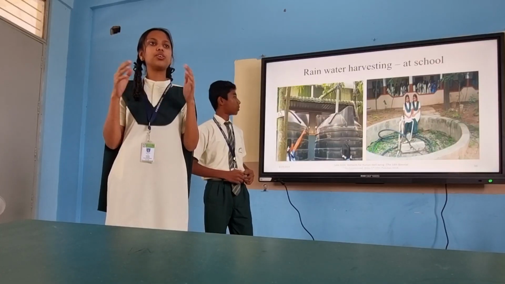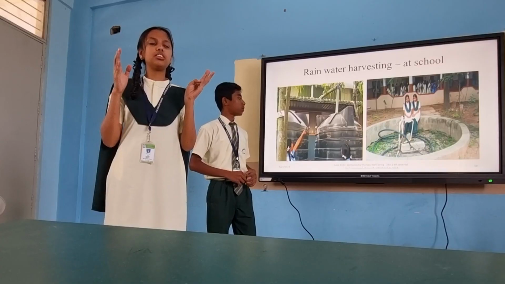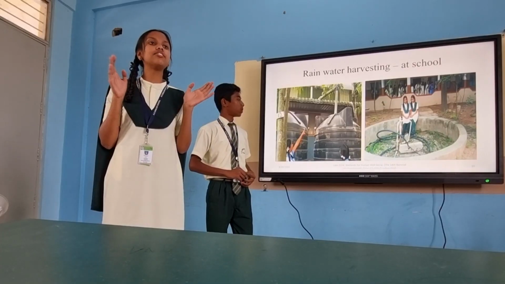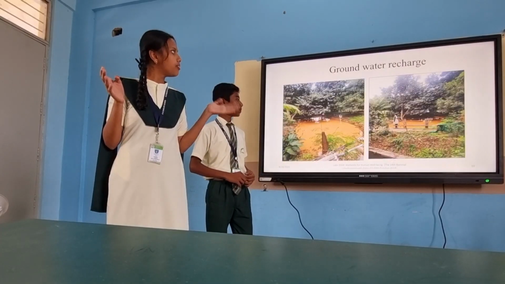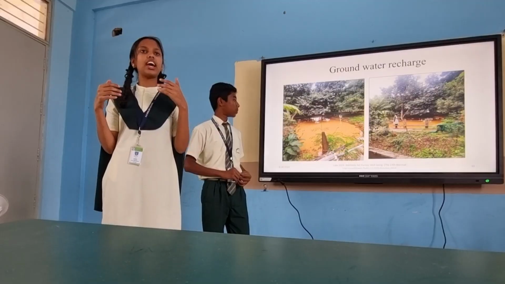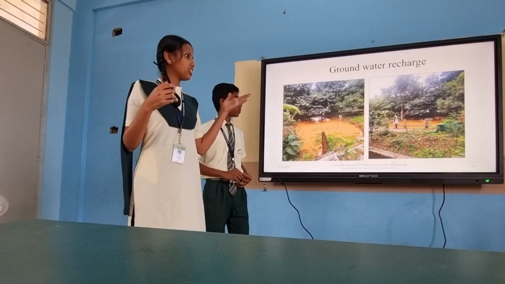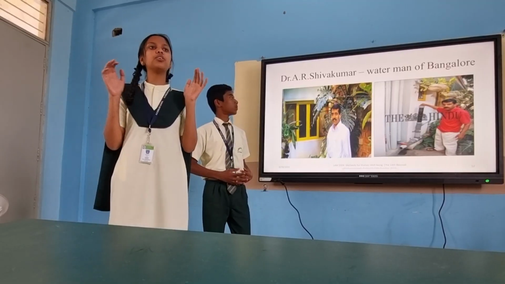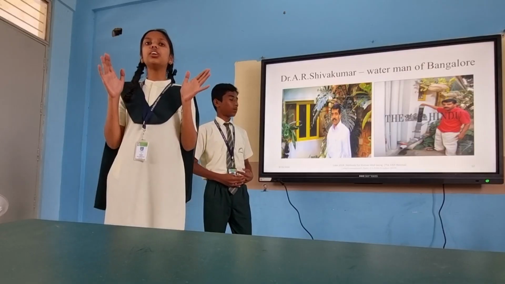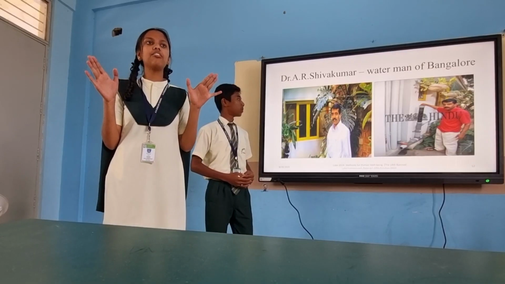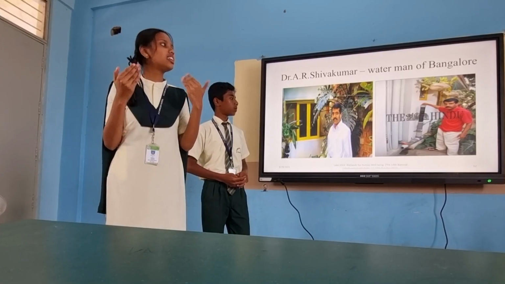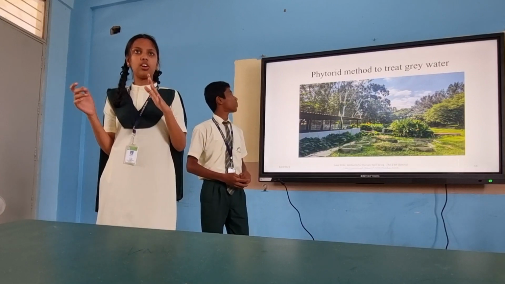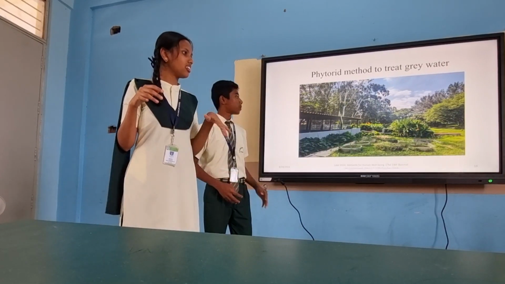But our neighbors who had dug borewells up to 1200 feet depth to get water had got nothing and had severe shortage of water. And in our school, we have also adopted methods like groundwater recharge. People like Dr. Shivkumar, an environmentalist who never paid a water bill and survived only on rainwater, are still there in our society. The Varthur method to treat grey water is also available.